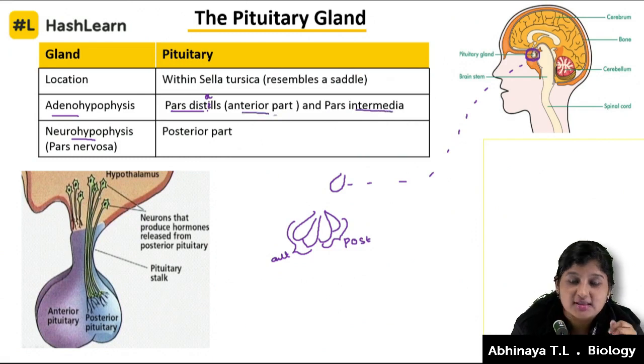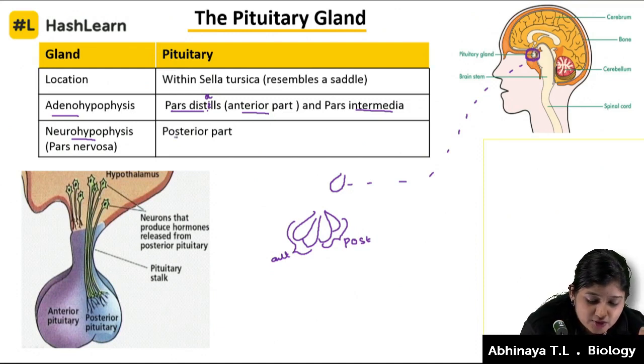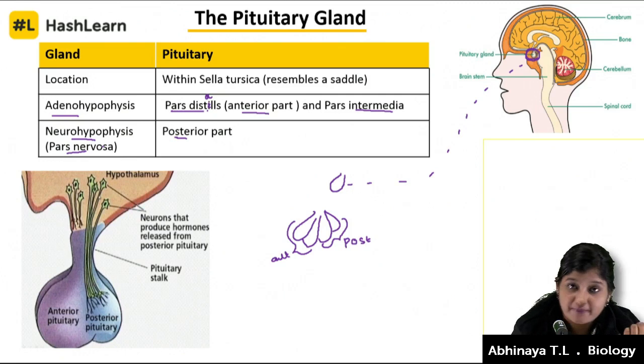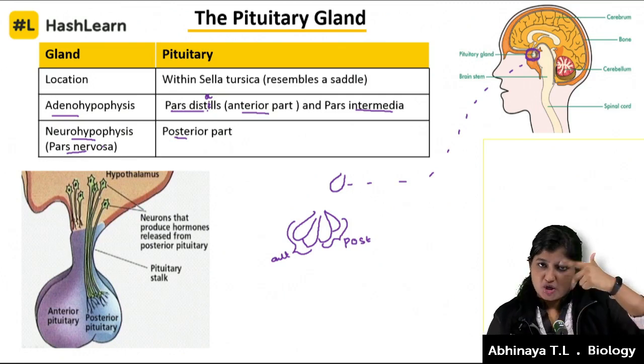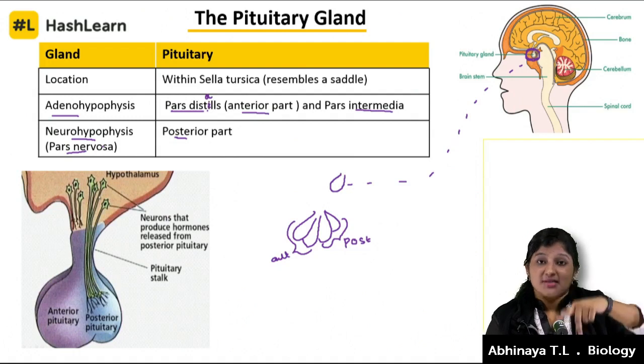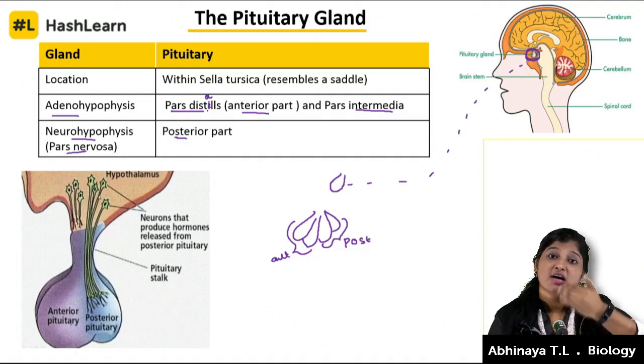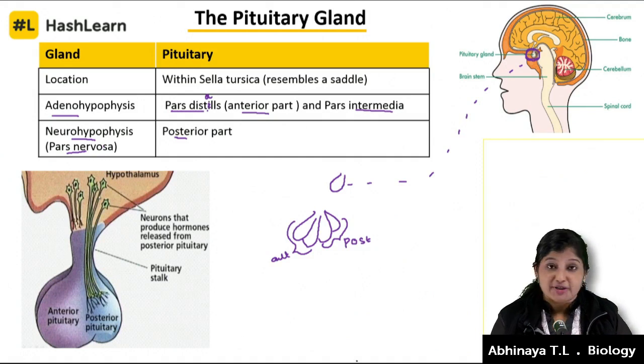So this pars distalis, what I'm talking about, is the anterior part of our pituitary gland, and this one has been called pars nervosa. Adenohypophysis, neurohypophysis. Adenohypophysis has pars distalis, pars intermedia. Pars distalis is called the anterior part. Neurohypophysis is called pars nervosa, and that is the posterior part of the pituitary gland.